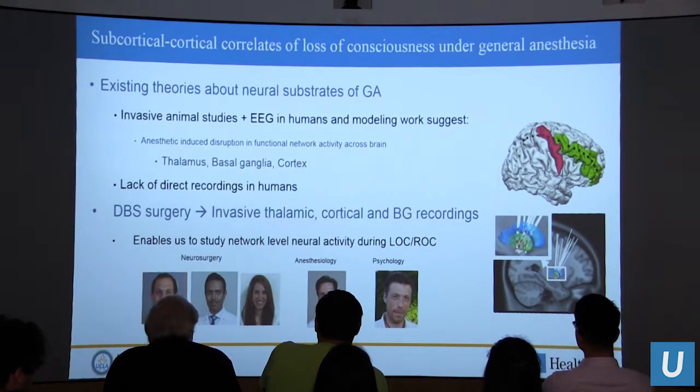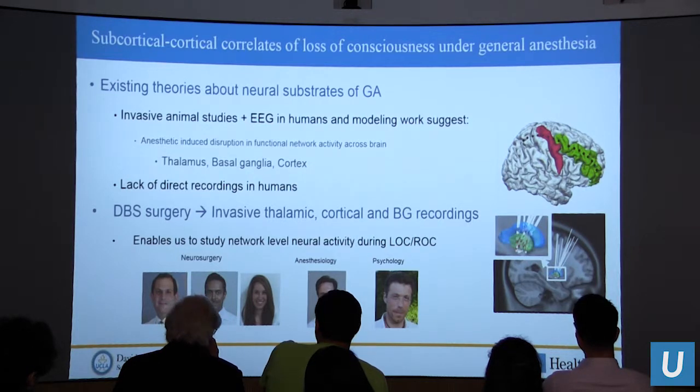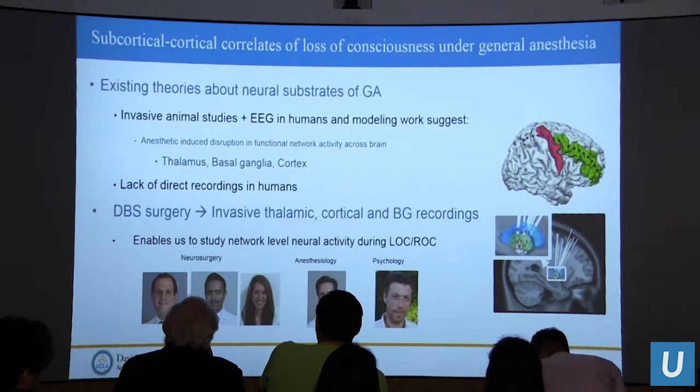The first one is to basically try to see if we can use the opportunity of accessing subcortical structures and simultaneous recording from the cortical surface through an ECoG strip that basically sits on the frontoparietal cortical surface through the burr hole and try to understand how during general anesthesia dynamics of the brain change. So existing theories about general anesthesia are coming from invasive animal studies and EEG in humans and some modeling work. But direct recordings in humans are rare due to obvious reasons.